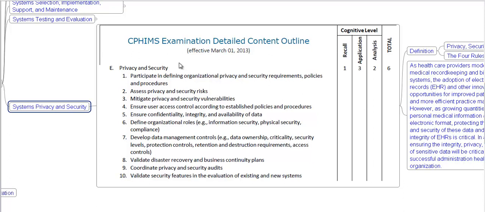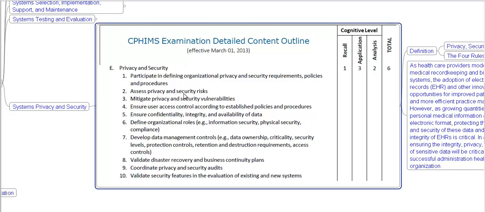CPHIMS aspirants are required to study the following topics under Privacy and Security. First, participate in defining organizational privacy and security requirements, policies and procedures. Assess privacy and security risks. Mitigate privacy and security vulnerabilities. Ensure user access control according to established policies and procedures. Ensure confidentiality, integrity, and availability of data.